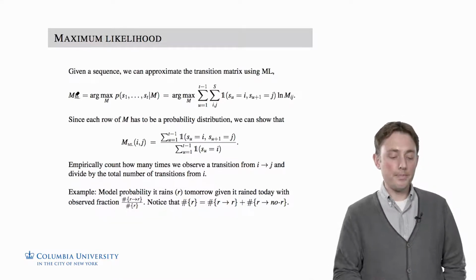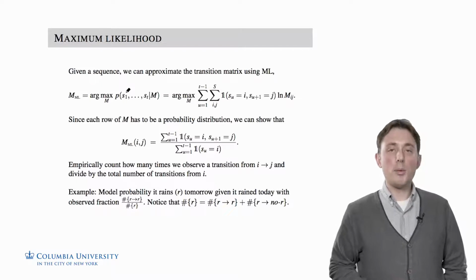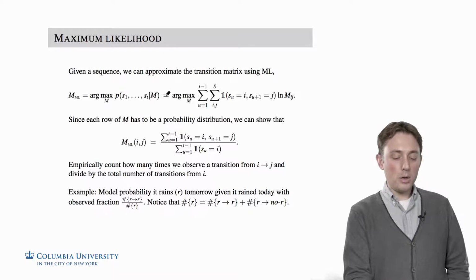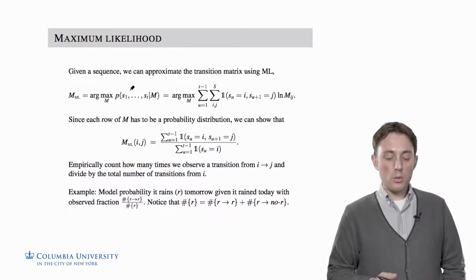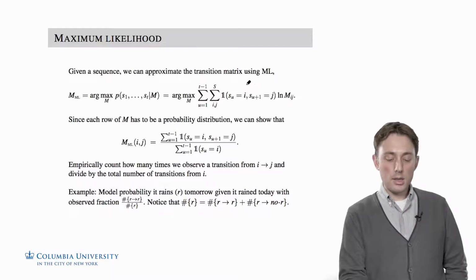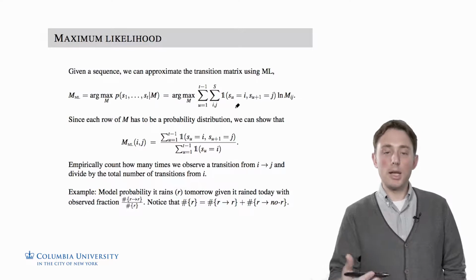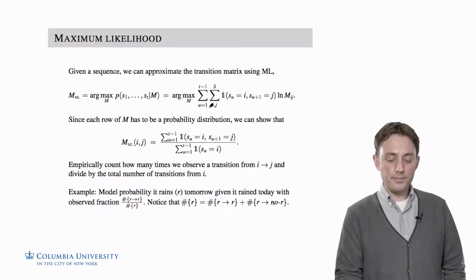It's very intuitive. What we want to do is find the transition matrix M that maximizes the probability of an observed sequence. And we know that we can represent this by taking the log of this likelihood and maximizing over M. And given the Markov assumption, what that amounts to is maximizing over a sum of every single transition's likelihood. So here we're summing over every single transition.